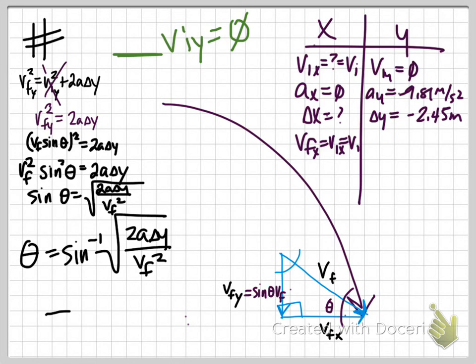Oh, well, once we have theta, guess what? We can just do a reverse trig function. Because now we have theta, we have Vf, and we can use adjacent over hypotenuse, cosine. So cosine of theta to get us our Vfx, which is equal to our Vix. Did that help? Yeah.